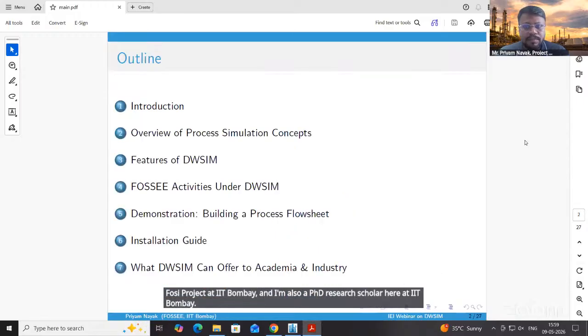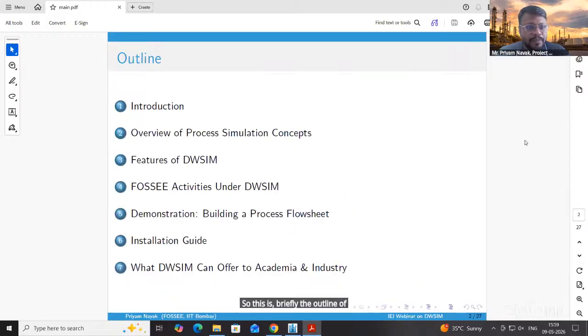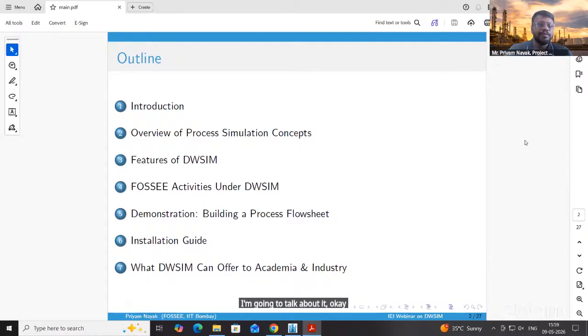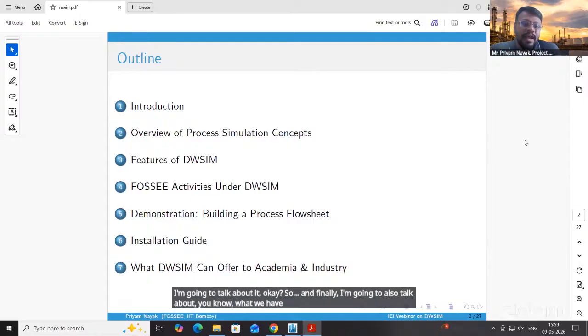So this is briefly the outline of my talk today. I'm going to introduce this software DWSIM to you, introduce some features of the software, and then give you a brief demo. Then I'm going to talk about what activities FOSSEE is doing using DWSIM. Finally, I'm going to talk about what we have for academia and industry as part of FOSSEE's initiative to promote DWSIM.